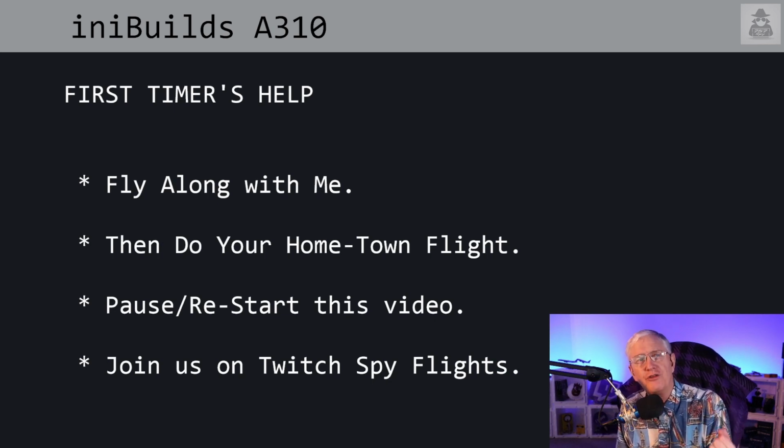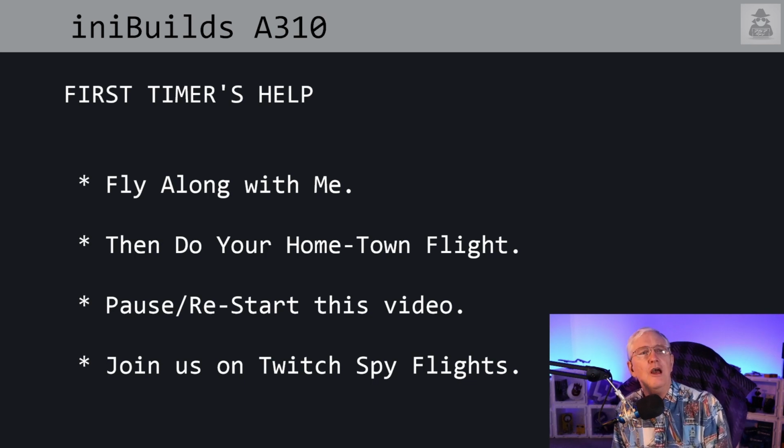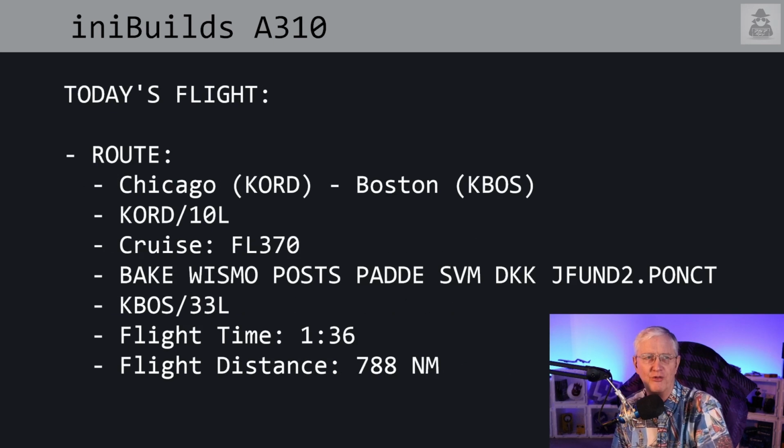Then after you do this flight with me, I really like to suggest doing the same airplane out of your hometown airport. If your hometown airport's a big airport, go to another hub. If it's a small airport, go to the big town airport. Do a hometown flight. Again, pause and restart this video as you need to. Roll it back if I did something too fast, and maybe that'll help you catch up. And then again, I always like to suggest, please join us on the spy flights. They're kind of fun over on Twitch.